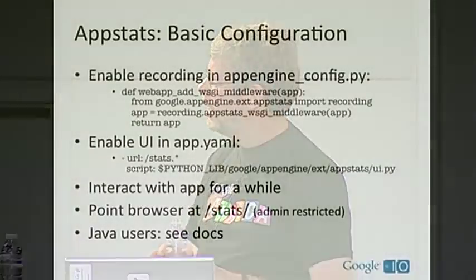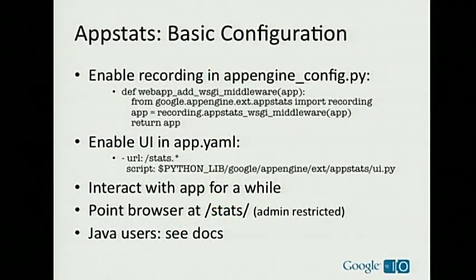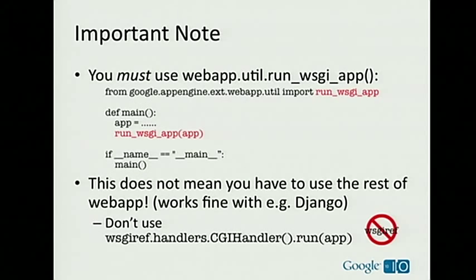In Java, the mechanism is different. It's adding 10 or 20 lines of XML. The basic idea is the same. Very simple cut and paste, redeploy, and you're in business. And for details, see the Java documentation. Just type Java App Engine Appstats in your browser, and you'll find it.